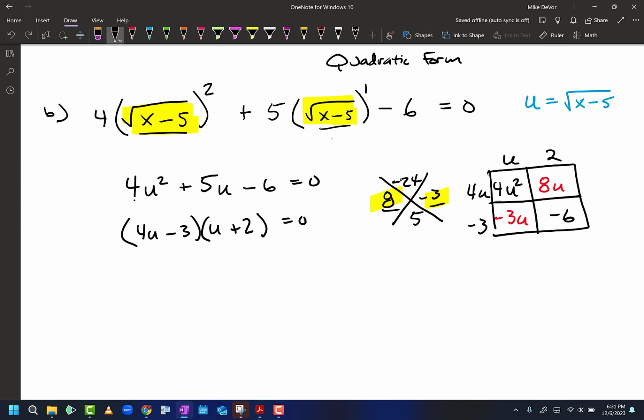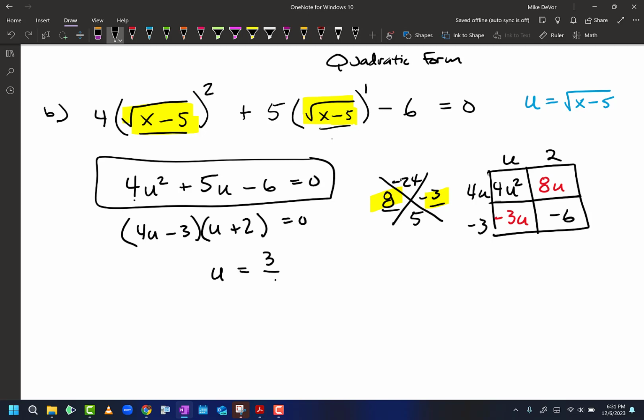So again, however you know how to solve this, you do. But now when you go through this, you have 2 solutions, right? U is 3 over 4, and u is -2.